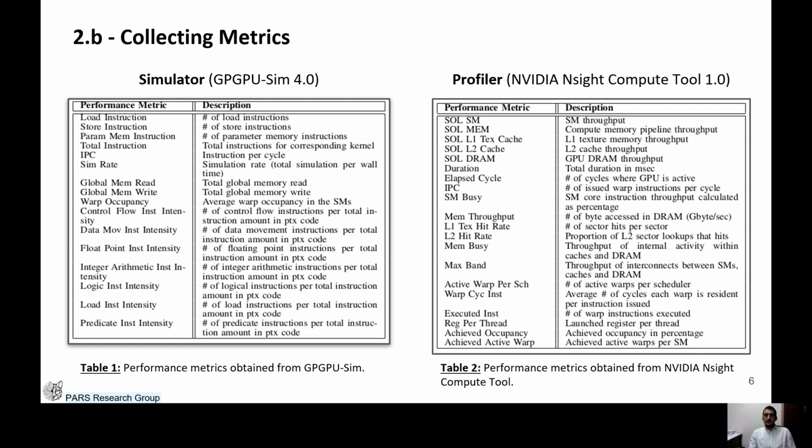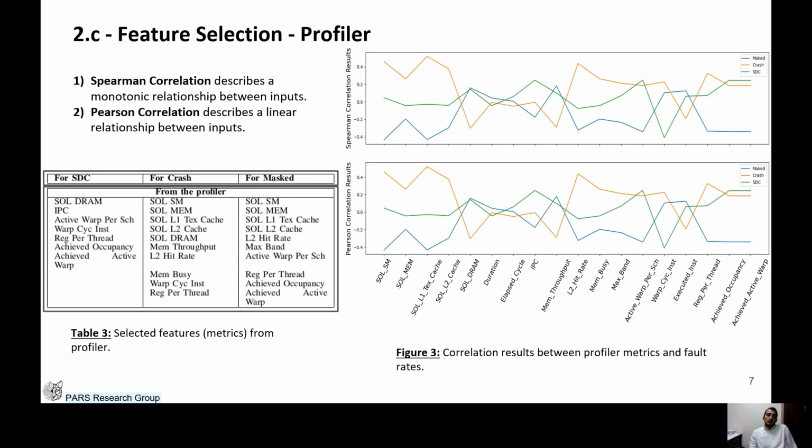In this slide, the pre-selected metrics are shared. The left table shows the metrics obtained from the simulator. Simulator mostly provides performance and instruction metrics such as IPC rate, instruction amount, and intensities. The right table shows the metrics obtained from the profiler. Profiler mostly provides hardware usage metrics such as SM throughput, compute memory pipeline throughput, L1 and L2 cache throughputs, DRAM throughputs, etc. After collecting the metrics, we need to eliminate the irrelevant ones.